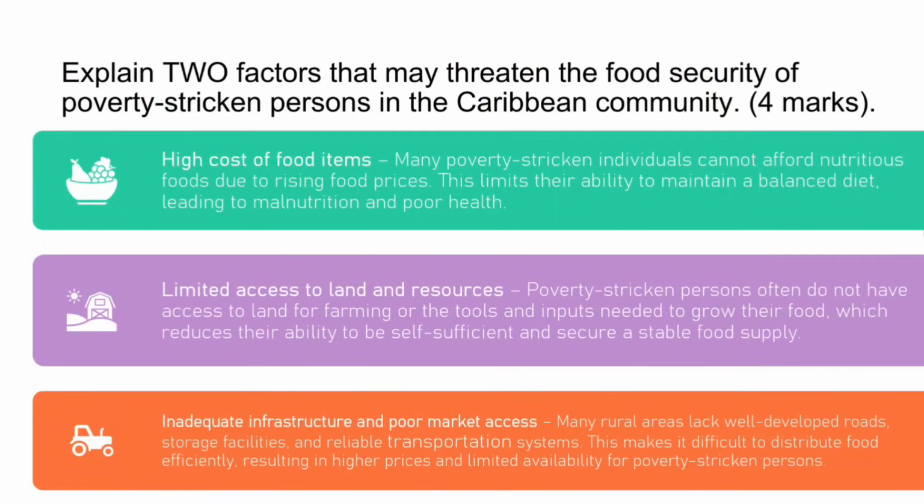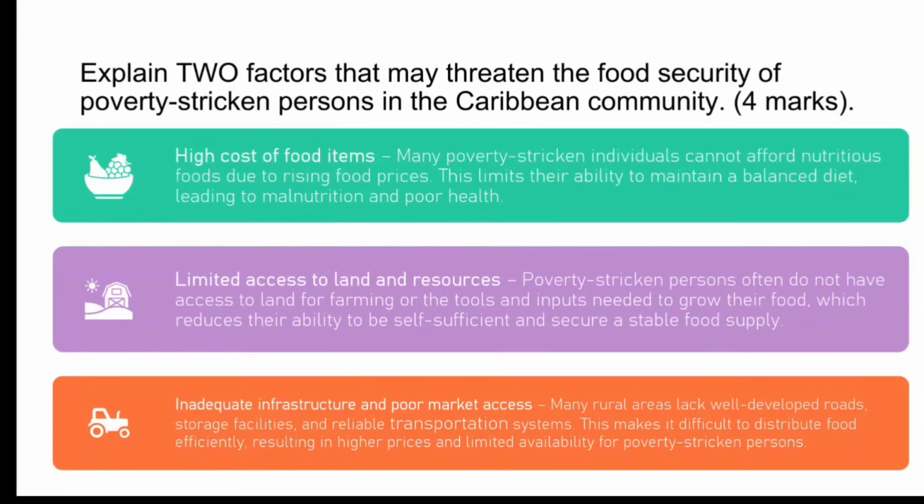Explain 2 factors that may threaten the food security of poverty-stricken persons in the Caribbean community. Now remember, food security refers to when all persons at all times have access to safe and reliable foods, right? Now let us look at some issues. So, high cost of food items. Many poverty-stricken individuals cannot afford nutritious food due to the rising food prices. Now, this limits their ability to maintain a balanced diet, leading to malnutrition and also poor health.